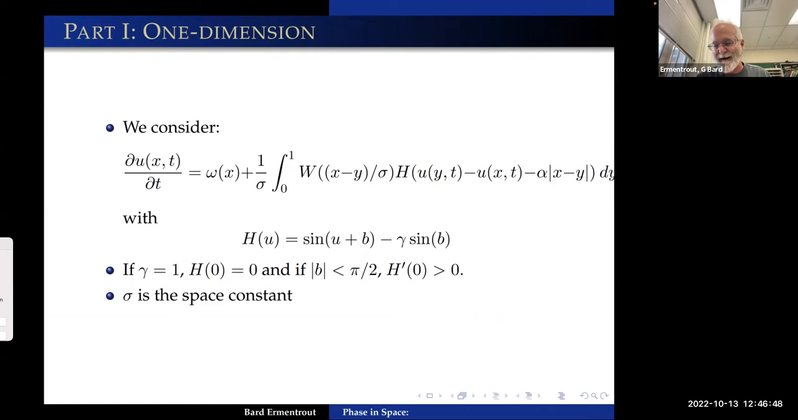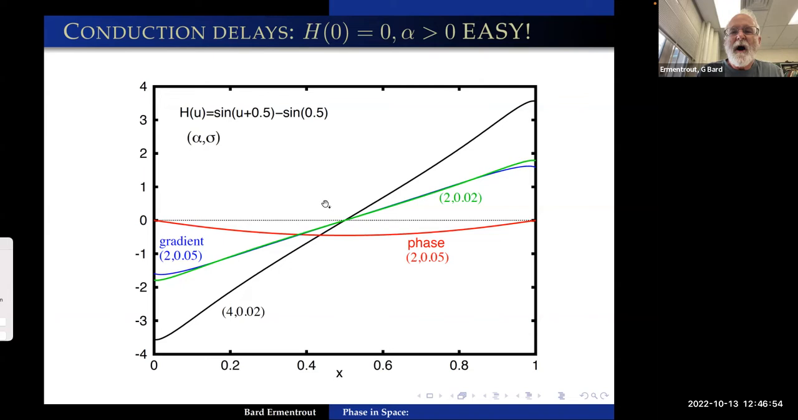So what I'm going to show here is a couple of different plots, okay? In some of these plots, the red one is the actual phase, and the black and green ones are phase gradients. So that's the derivative of the phase with respect to x. Without loss of generality, I'm on 0, 1, and I'm varying the parameters. I'm fixing H of u to be sine of u plus 0.5 minus sine 0.5. So you can see H of 0 is 0, okay?